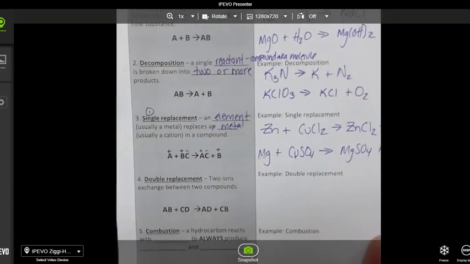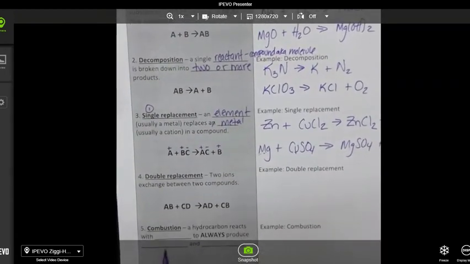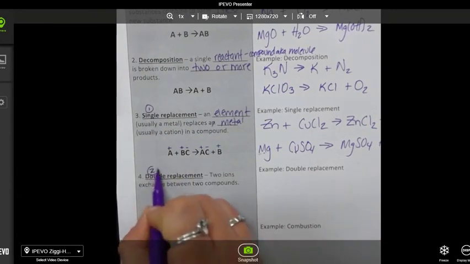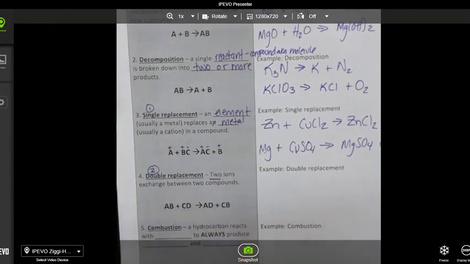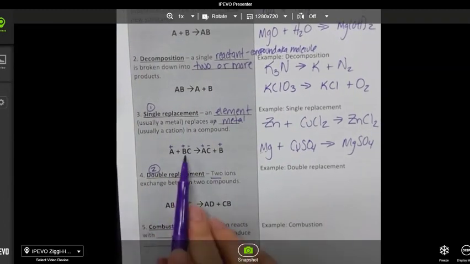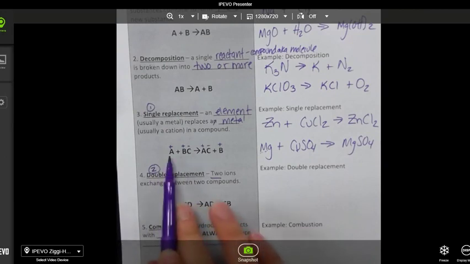All right. Up next, we have double replacement. Now, double replacement is when two things are being replaced. Two ions exchange between two compounds. So instead of having just one jumping, now it's two things that are going to be happening.